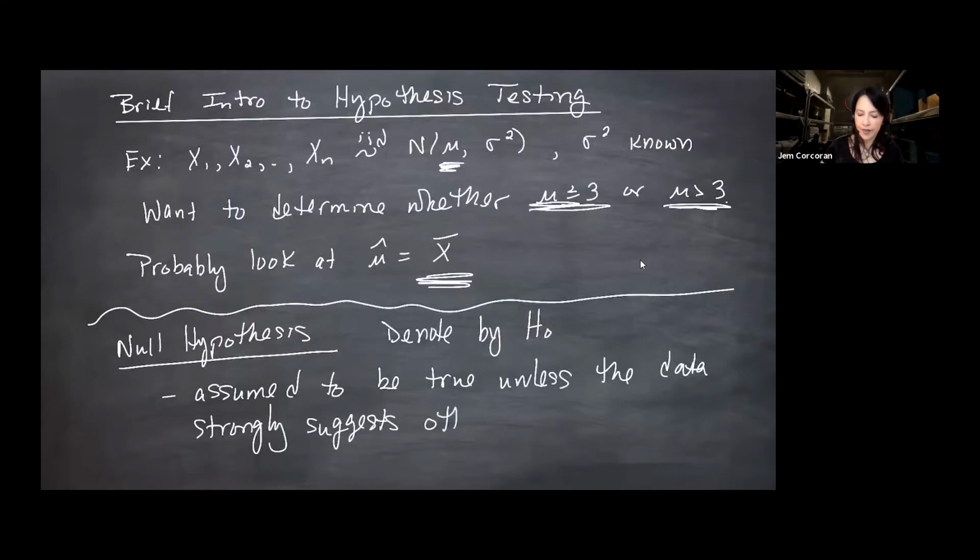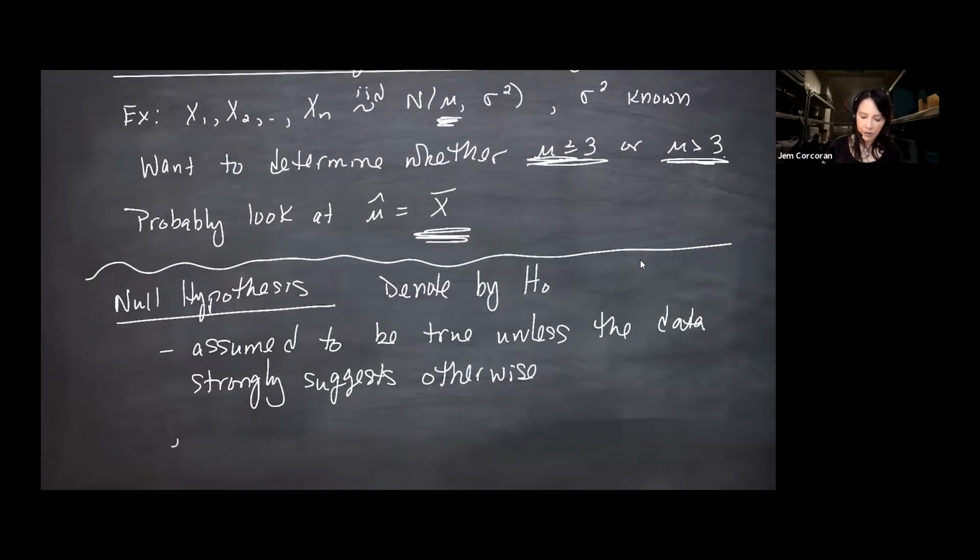Okay, so an example of how we might write down a null hypothesis would be to say H0 is the hypothesis that mu is really less than or equal to 3. And so if we go into our data, our X1 through Xn, we're going to assume that mu is less than or equal to 3, unless the X bar, our sample mean, is so much larger than 3 that we really can't go with the idea that mu is less than or equal to 3 anymore. And so we have an alternative hypothesis.